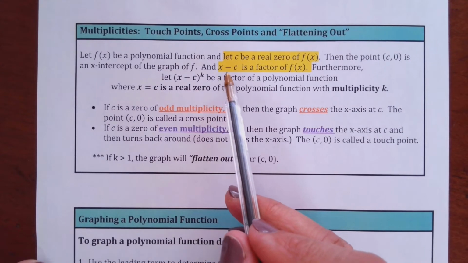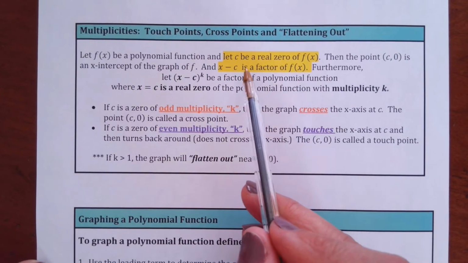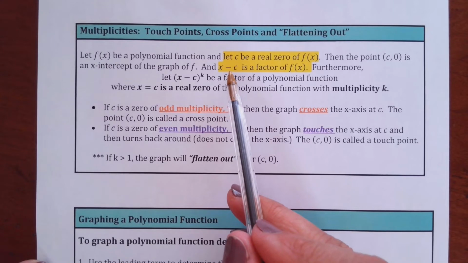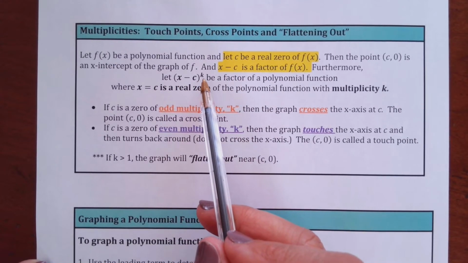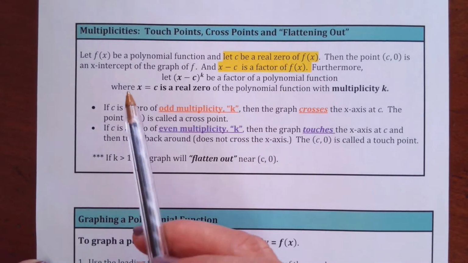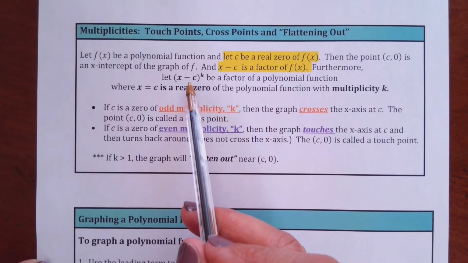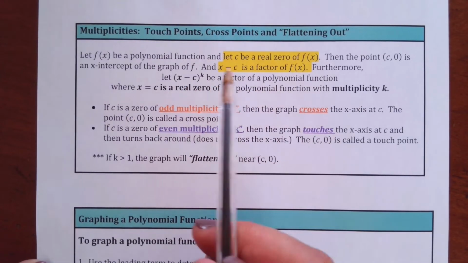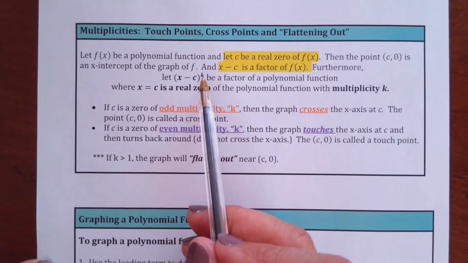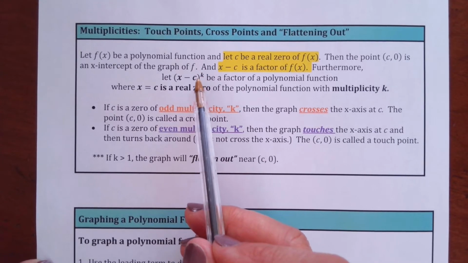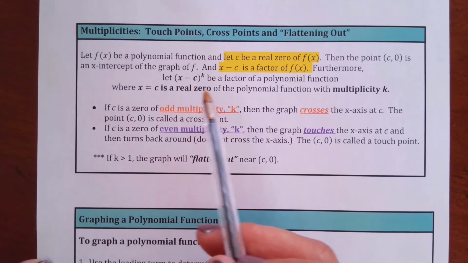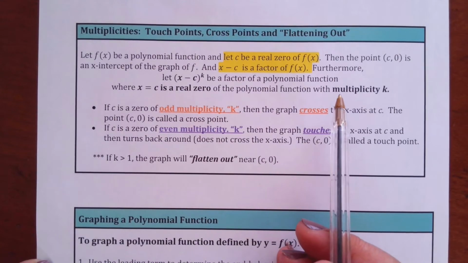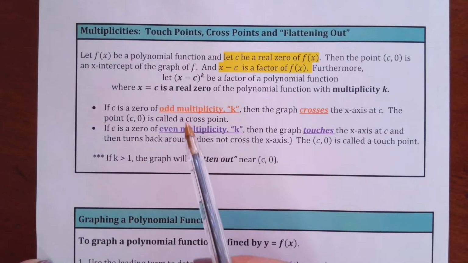And then it says, and x minus c is the factor. Okay, so we already know that. We've been working with factors and roots a lot. So then it says, furthermore, let x minus c to the k power be a factor of the polynomial where x equals c is the 0, and then the multiplicity is k. So again, we did this back in section 5.1. So if k is 2, then it has a multiplicity of 2. K is 3, the multiplicity would be 3. Okay, so go back and look at your notes on 5.1, but we did a couple of those already. So all of this is not new to you.